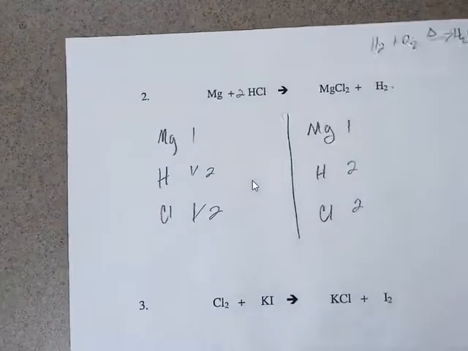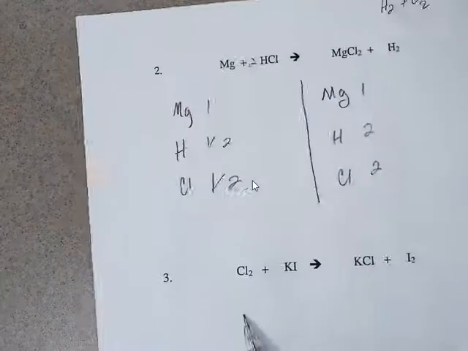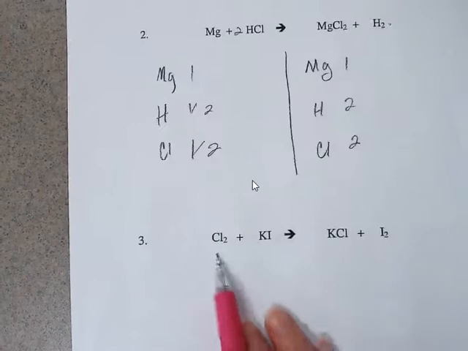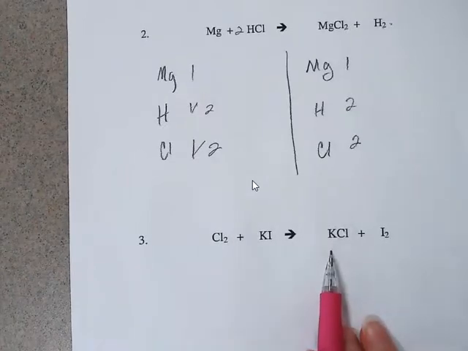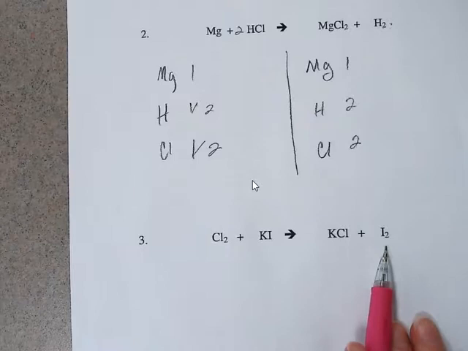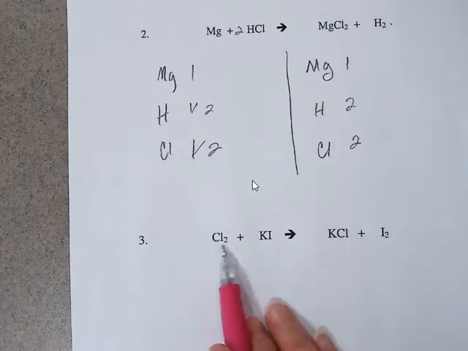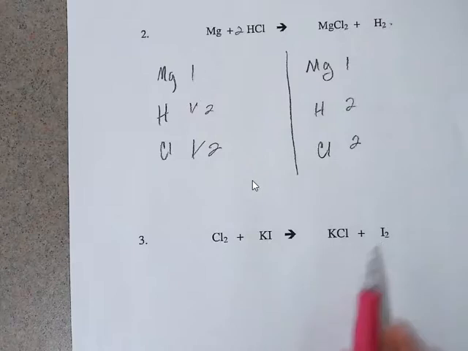All right. This is another example of a single replacement reaction. Chlorine reacts with potassium iodide to produce potassium chloride and iodine. It's a halogen that gets replaced. The chlorine replaces the iodine and kicks the iodine out.